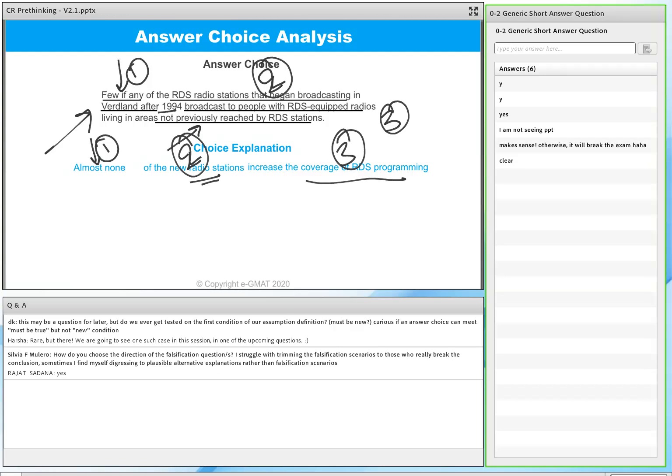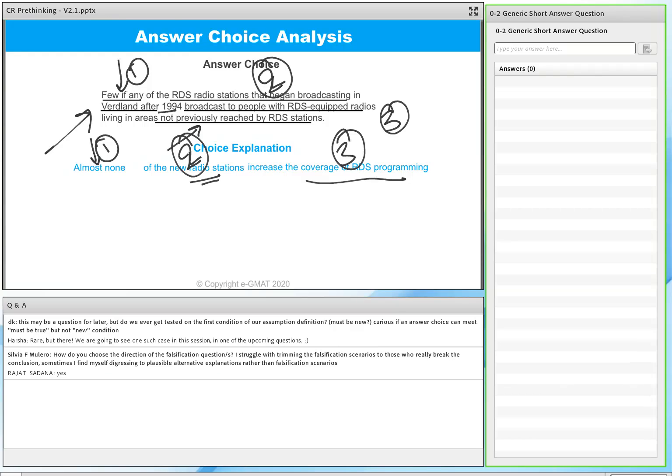Okay. If you're not seeing the PPT, join again. If you're using a mobile internet connection, that will happen. Pretty much everyone else should be seeing the PPT. Can you guys see the PPT? And 1, 2, and 3, and 1, 2, and 3 over here. Yes, good.